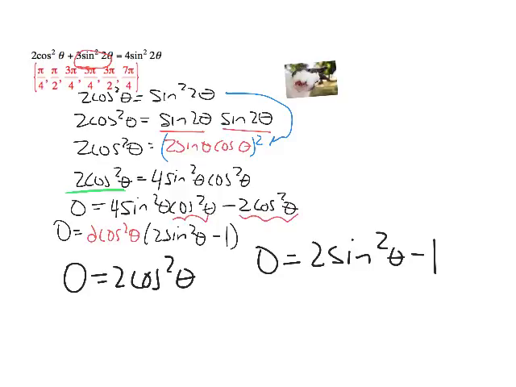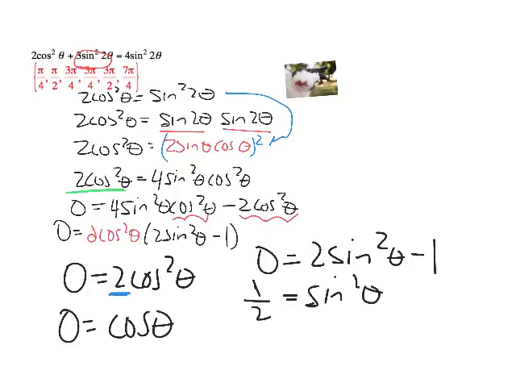So when you divide by this 2 and then basically take the square root, I'm not going to show that work, but you get 0 equals cosine theta. And over here, you would add 1 and divide by 2, so you get 1/2 equals sine squared theta. And when you take the square root for that one, you get positive or negative radical 2 over 2 equals sine theta.